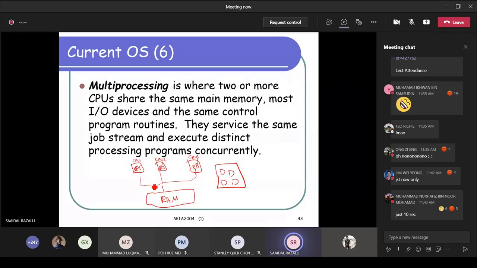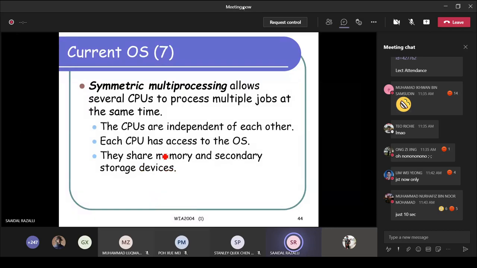Some processors are dependent on each other, but for symmetric multiprocessing, each CPU is independent of each other. You can put other jobs that are not related to the other CPU as well, so that CPU can run those jobs, processes or threads.